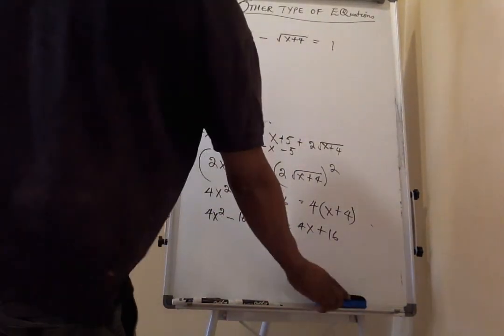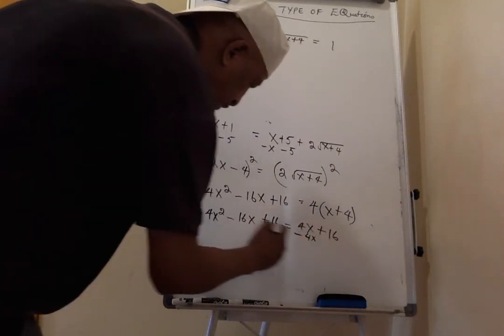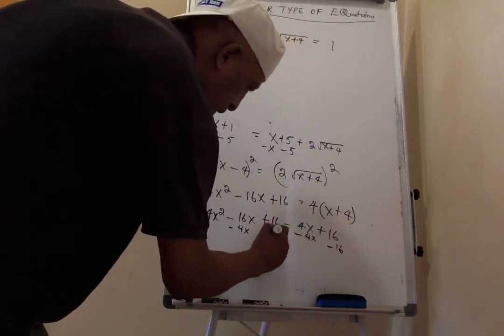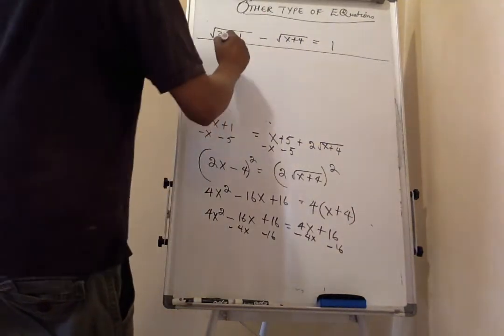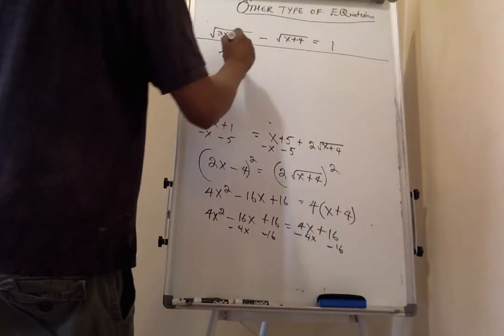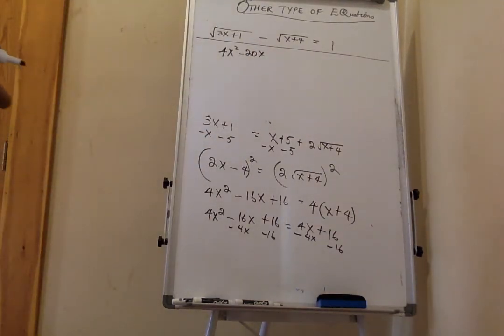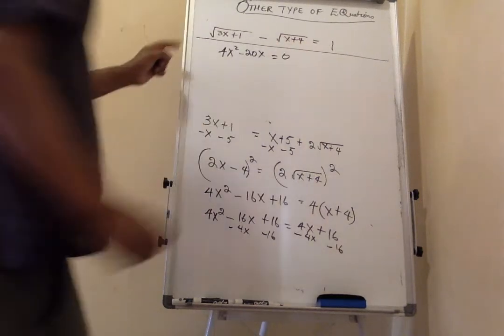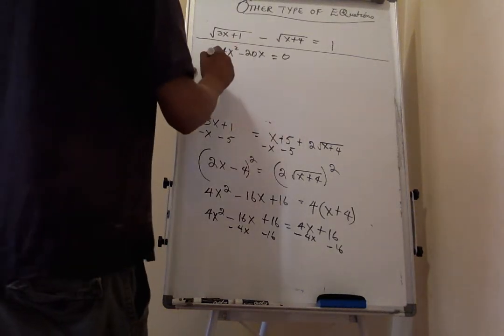Let me rewrite this. If you move minus 4x and minus 16 to the other side, you end up with 4x squared minus 20x, and 16 and negative 16 cancel out, and this entire thing becomes 0. So we end up with 4x squared minus 20x is equal to 0.